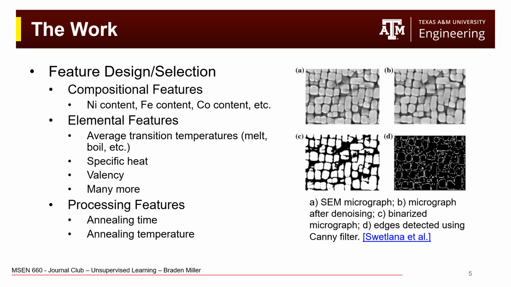They also got processing features such as annealing time and annealing temperature. They got more. The reason I only list these two is because these are the two that their feature selection kept choosing as the primary contributors. And on the right, you can see an actual staged image like we saw before of them taking a micrograph, denoising it, binarizing it, and then doing edge detection using a Canny filter.